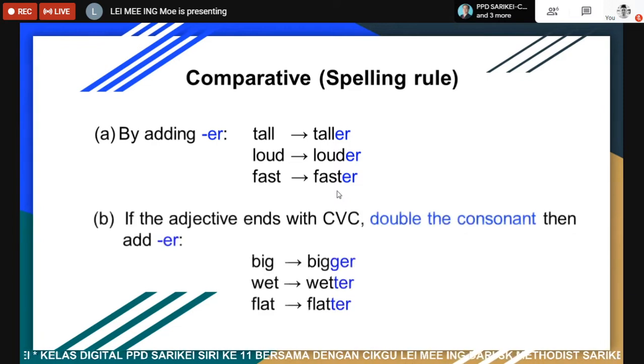Rule number 2. If the adjective ends with CVC, we double the consonant, then we add ER. And this one, our adjective, normally is in one syllable. What's the meaning of one syllable? It means only one sound, right? Big, only one sound. For example, faster, we have 2 syllables here. So syllable is just like your suku kata in BM, is it? Okay? So big, we have CVC, becomes bigger. Wet, wetter. Flat, flatter.